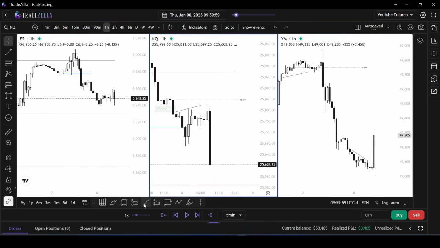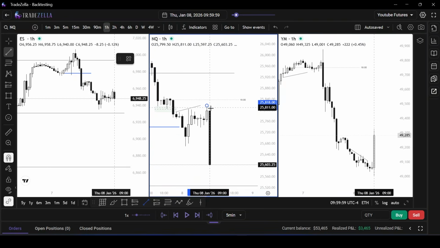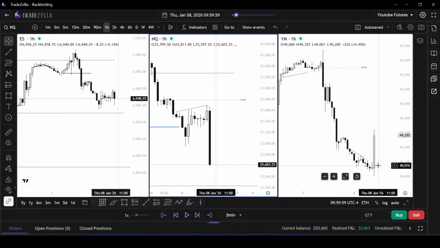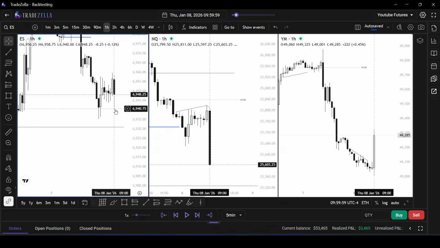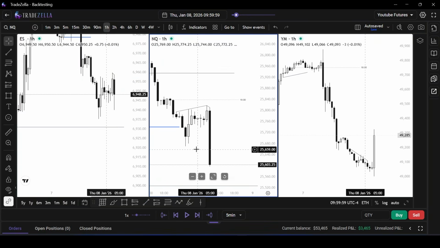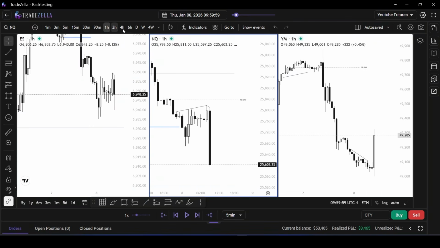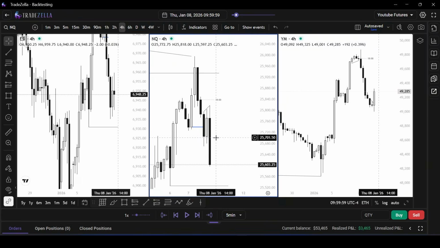And we have like a two-stage SMT. See that here. Right, and a PSB. NQ is literally the leading asset here. So we are trading within the 4-hour fractal model.